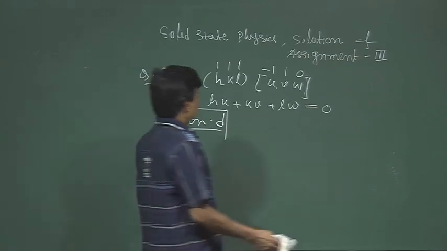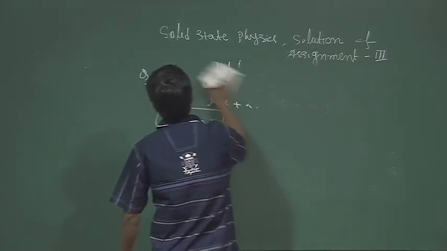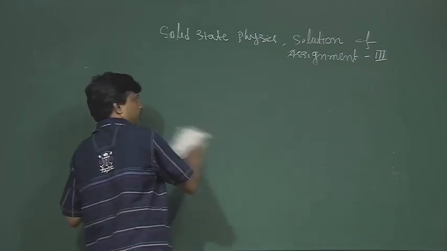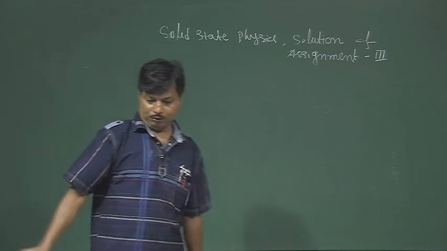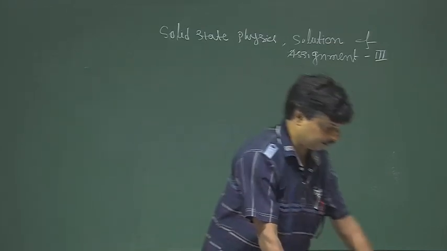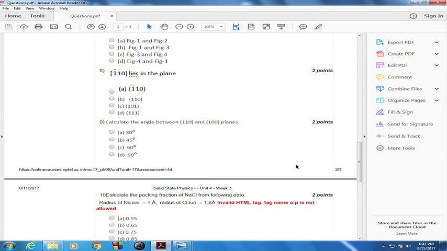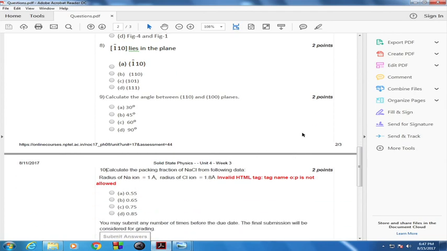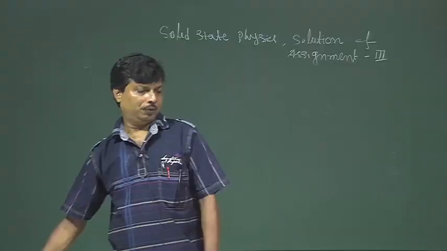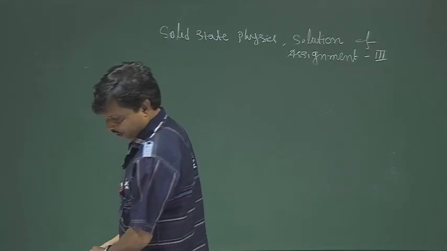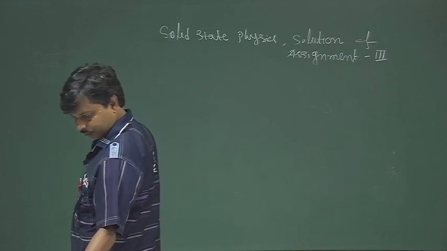Okay. So, question number 8 is over. Now, the rest 2 questions. In this assignment, we have given a smaller number of questions, only 10. So, let us come to question number 9. Calculate the angle between 110 and 111 planes.